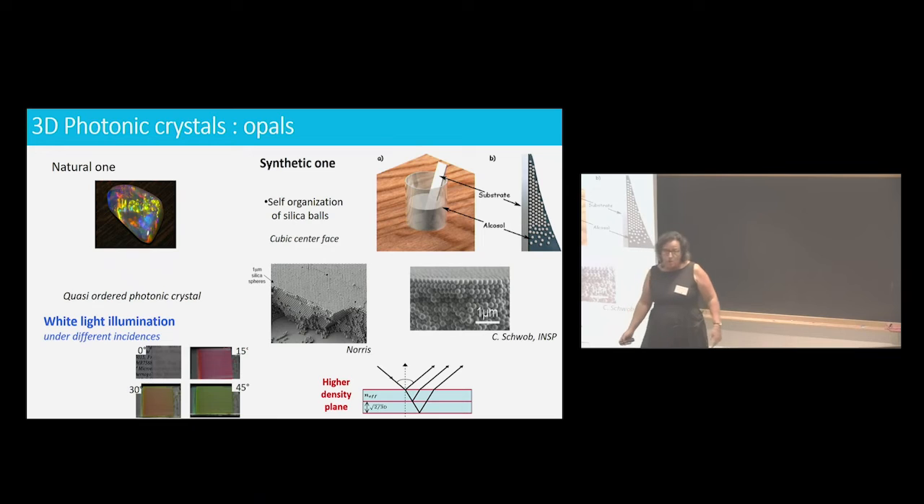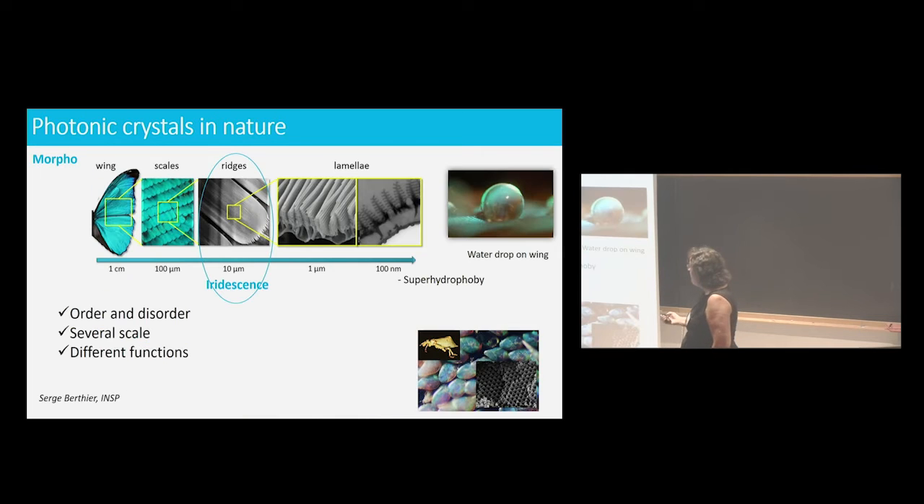This structure, they are well ordered, but you can see they are not perfectly ordered. You have a kind of transition between something which is a crystal, a real crystal, and something with a certain level of disorder. In fact, in nature, you find this transition between order and disorder. So, for example, I present here a morpho wing.